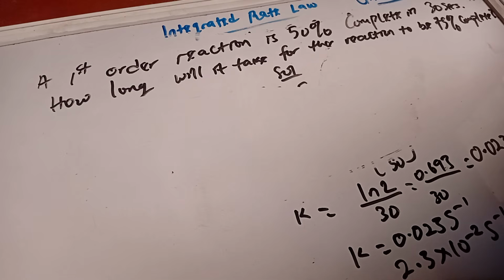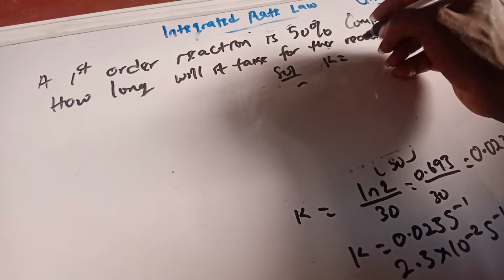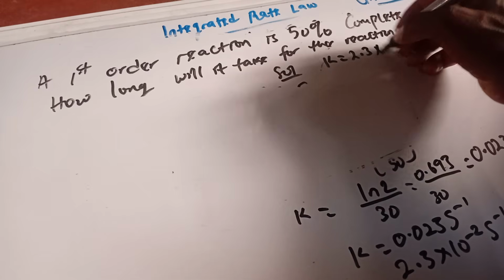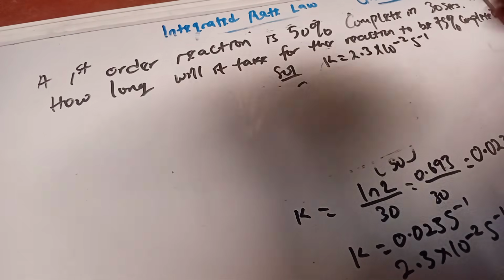No, this rate constant, this one is always constant. Whatever is happening, whether the time varies, whether the mole varies, this is constant. Since it's called rate constant, we still leave it that way, not touched: 2.3 times 10 raised to power minus 2 per second.